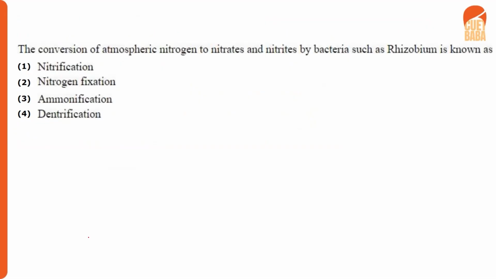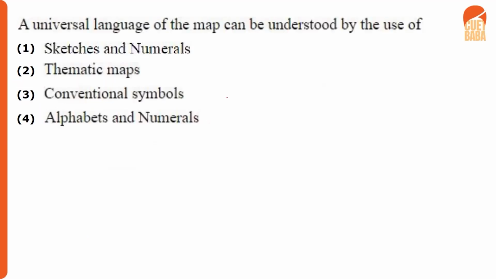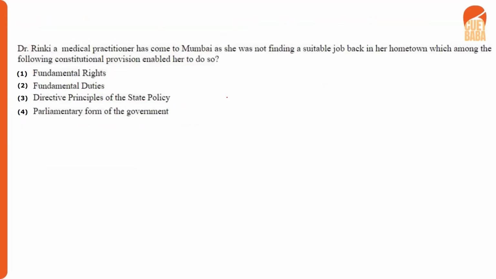actually. Now moving on, conversion of atmospheric nitrogen to nitrates and nitrites by bacteria such as rhizobium is known as nitrogen fixation. Okay, a universal language of map can be understood by the use of sketches and numerals, thematic maps, conventional symbols, and alphabets and numerals. So the answer is conventional symbols. There is actually a language which you can find on the internet, which depicts symbols, and that is how you can understand a map.